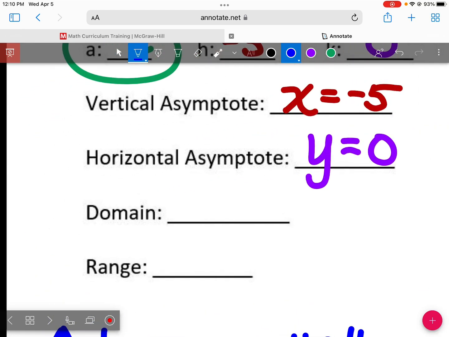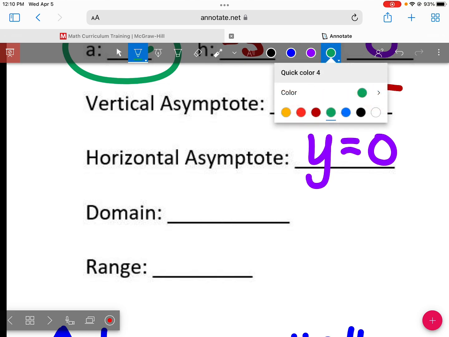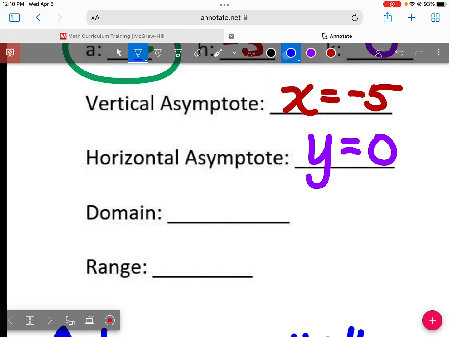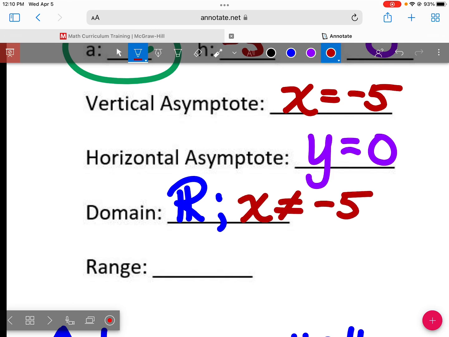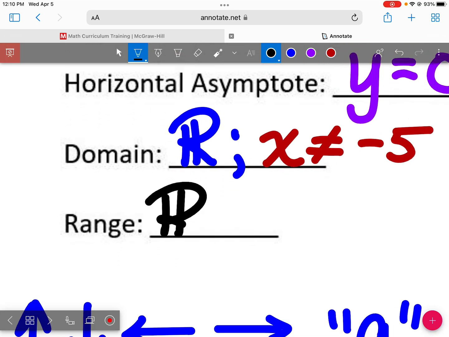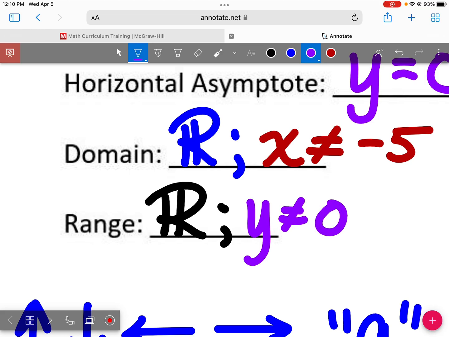All right, domain and range, and then we're done. What is my domain? All real numbers. X cannot be equal to negative 5. And range? All real numbers. Y cannot be equal to 0.